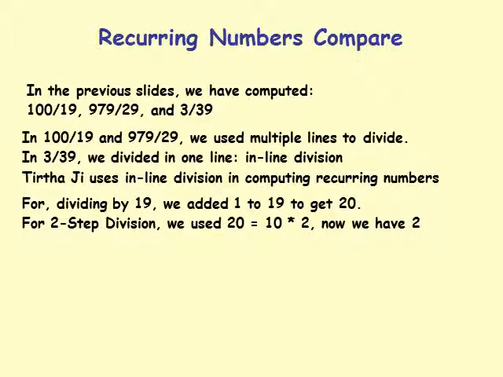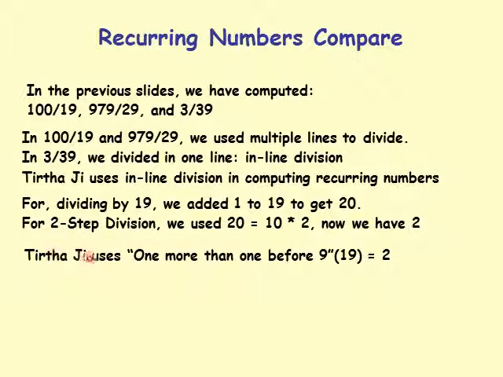This is how we got a 2 from 19. Let us see what Tirthaji does to get this 2 here. Tirthaji uses 1 more than 1 before 9. So that means 1 more than 1 before 9. Before 9 was 1, so he's trying to get 1 more than 1, which is 2. So we did get 2 through 20 and two-step division, and 2 was my second division, and Tirthaji got 2 from using this modified sutra, 1 more than 1 before 9 of 19.